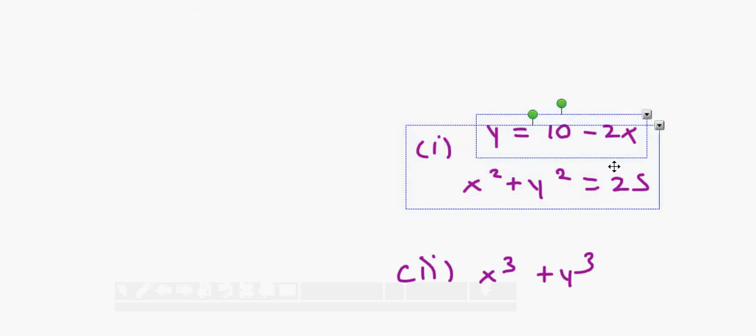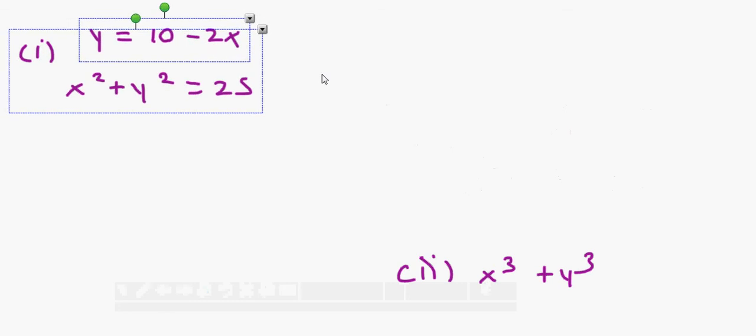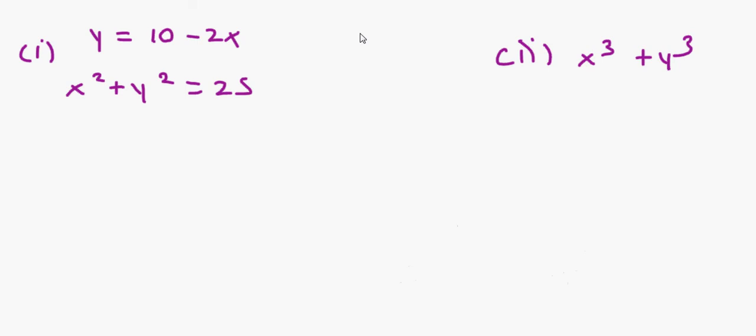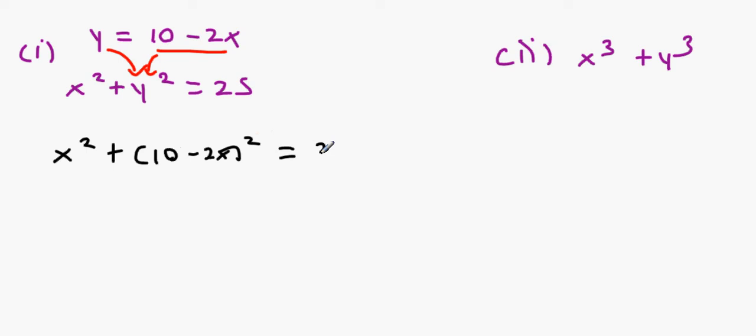Now, as discussed before, the top one is the linear, and the linear is already very much solved for you. So all we've got to do is substitute the linear into the quadratic. We're going to replace the y with 10 minus 2x. So we get x squared plus (10 minus 2x) squared equals 25. We'll briefly take 10 minus 2x into the corner and square it out.